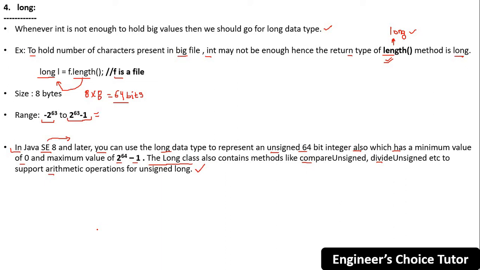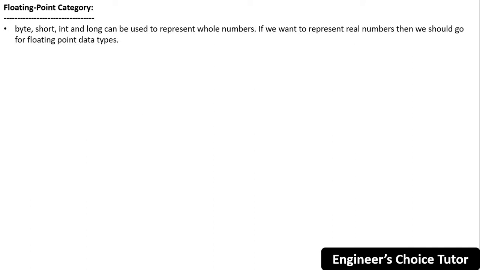Now we have covered the integer category, right? The next thing that we have to cover is the floating point category. As you know, byte, short, int and long can be used to represent whole numbers. If we want to represent real numbers, then we should go for floating point data types. I am assuming you know what a whole number and a real number are in mathematics, so I am not explaining that.